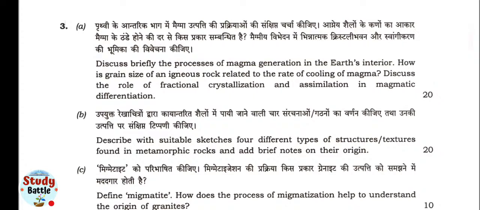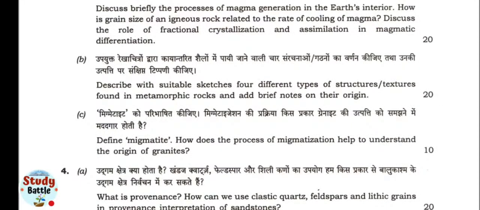Describe, with suitable sketches, the different types of structures or textures found in metamorphic rocks, and add a brief note on their origin, meaning how they originated. Any 4 types of structures or textures, you can talk about. For structures you can talk about gneissic structures. There can be granulose structure. These types of structures you can draw, or you can talk about textures also, granoblastic texture, decussate texture.